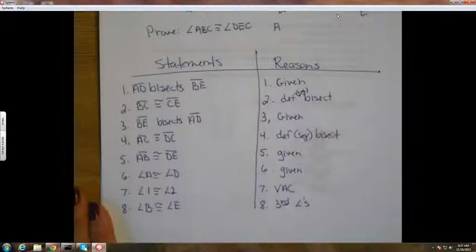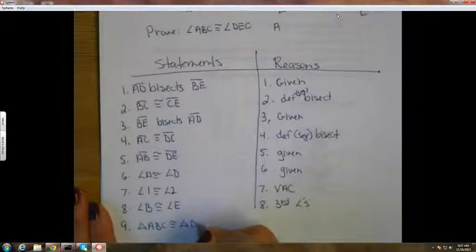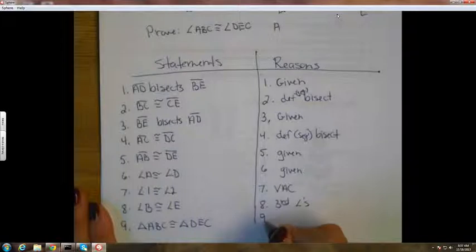So triangle ABC is congruent to triangle DEC. Reason? Definition of congruent triangles. Says all 6 parts are congruent.